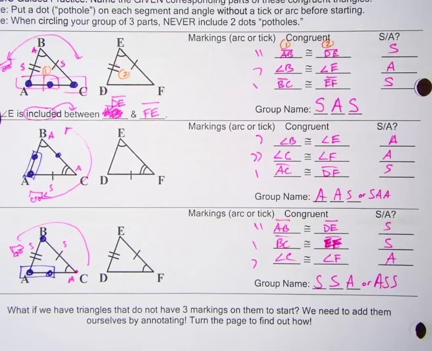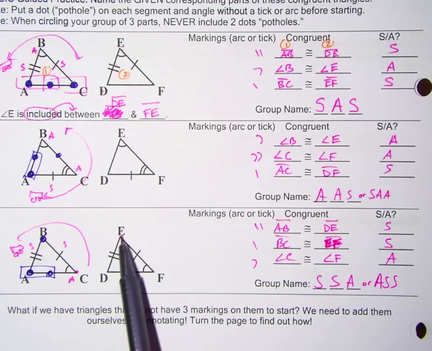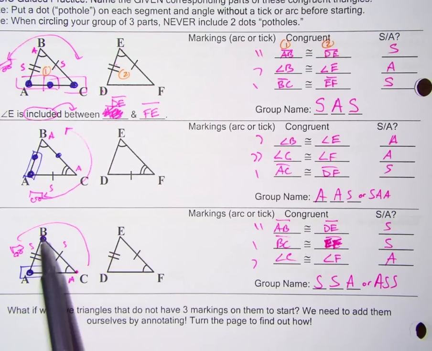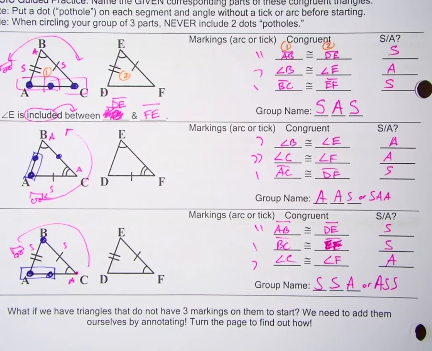Now, if this gets rotated or reflected, it's harder to find things. So notice for a second how E was between the 2 ticks and the 1 tick. B is between the 2 ticks and the 1 tick. That's how you know what corresponds to what. Pay attention to those things.